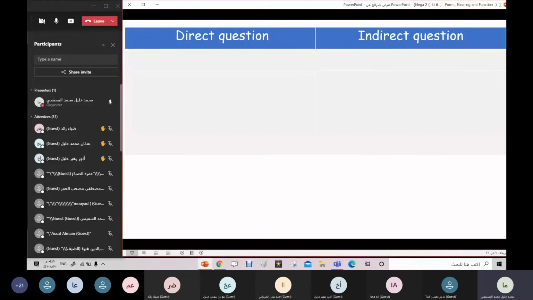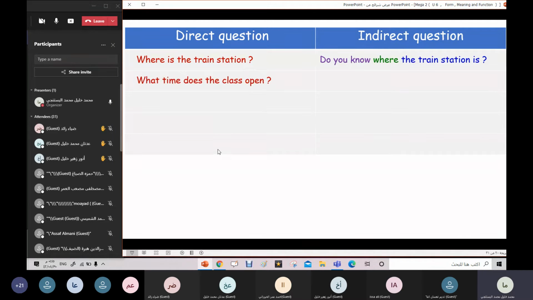Look at the examples here. Where's the train station? Who can make the indirect question? Yes, Adnan. Where is the train station? Can you tell me where the train station is? Good. We just change the order of the question. Do you know where the train station is? If we have does here, we have to take it out and put S.